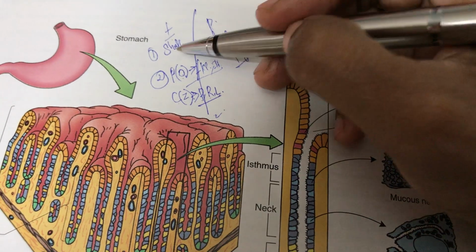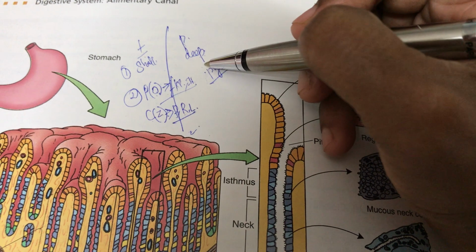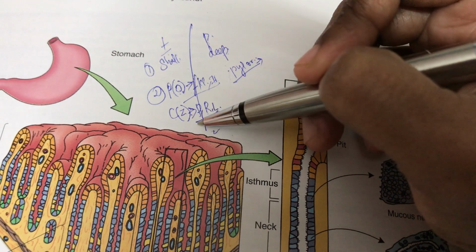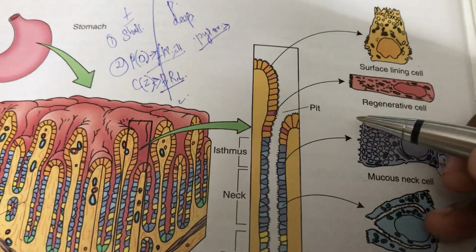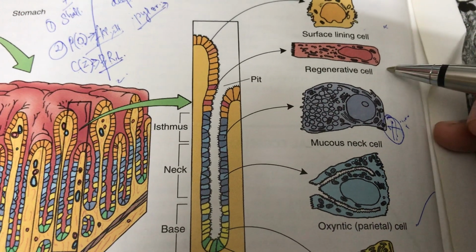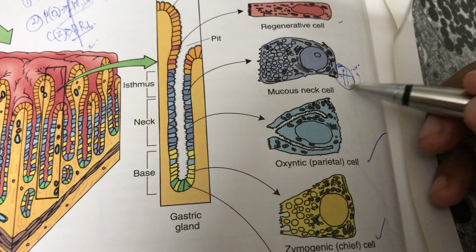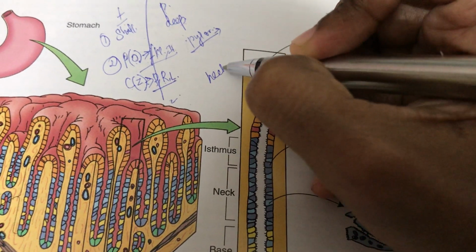This is the difference between the stomach fundus and pylorus. Whichever is given, they will ask the difference between these two. This has a shallow pit and that has a deep pit. In the fundus you will be having the fundic glands. What are the cells present in the fundic glands? At least you should say surface lining cells, regenerative cells, mucous neck cells. That is an important feature. These mucous neck cells will be more in the pylorus. Neck cells are more in the pylorus.